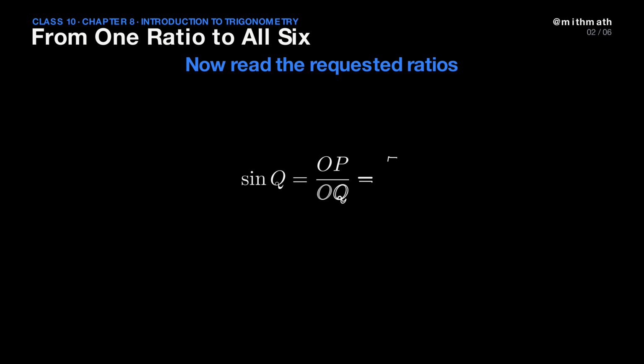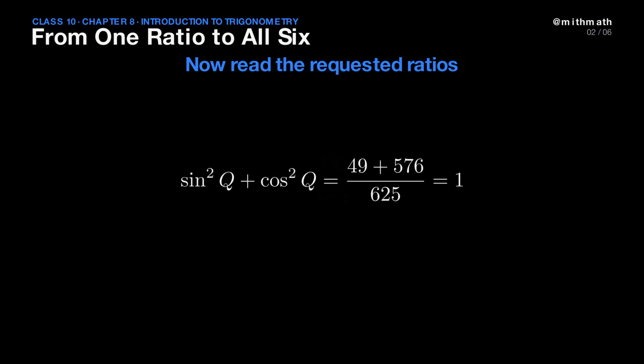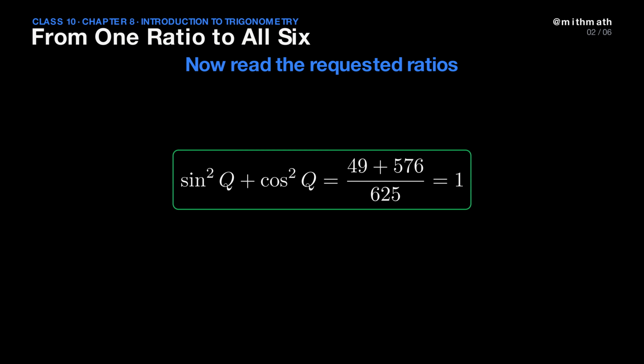Relative to angle Q, OP is opposite and PQ is adjacent. Sine Q is 7/25 and cosine Q is 24/25. Their squared sum verifies the triangle.